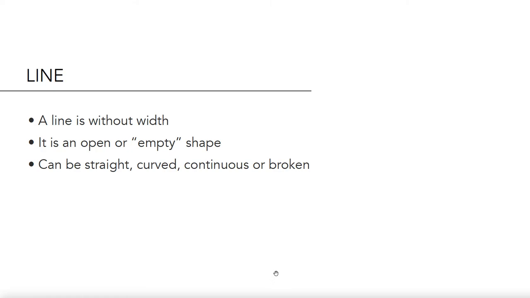So it is a line without width, right? If it has width, it's actually a plane. That's why there's no width. It is an open or empty shape. So it can be a line that essentially makes a circle but doesn't close, right? Or it can be fully closed. So it's either or. It can be straight, curved, continuous, or broken. So essentially a dashed line also counts as a line. Does that make sense? Okay.